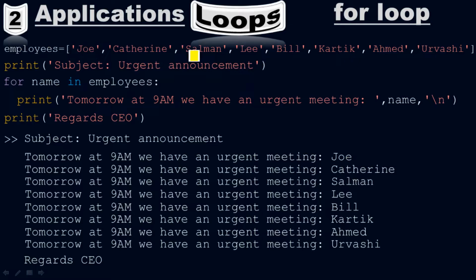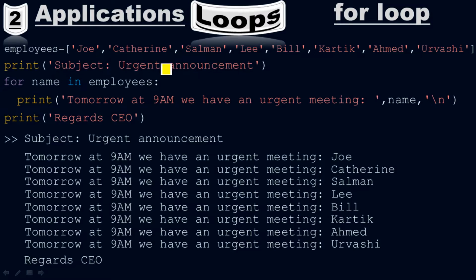Look, this is the list of the employees. Employees is just the name of the variable that we gave. You can give any name. It's just the identifier which represents this whole list. So the list of the employees are Joe, Catherine, Salman, Lee, Bill, Karthik, Ahmad, Urvashi. These are the top 8 employees of the company.